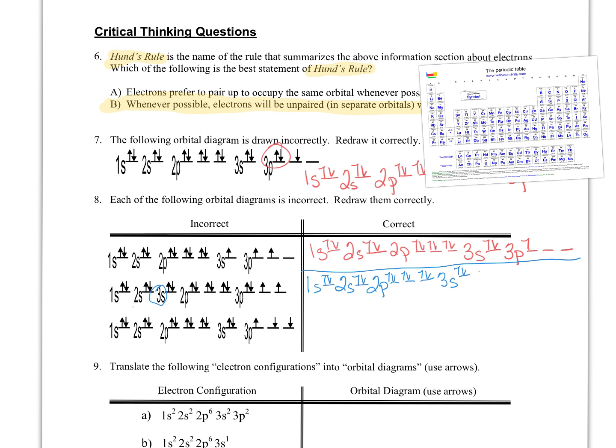Then we have 3p with 3 orbitals. And we're going to fill this one like that. So we had to watch here, the energy levels were not right. There was a 3s there. It was out of order. So the 3s needed to be after the 3p. All right, the next one.